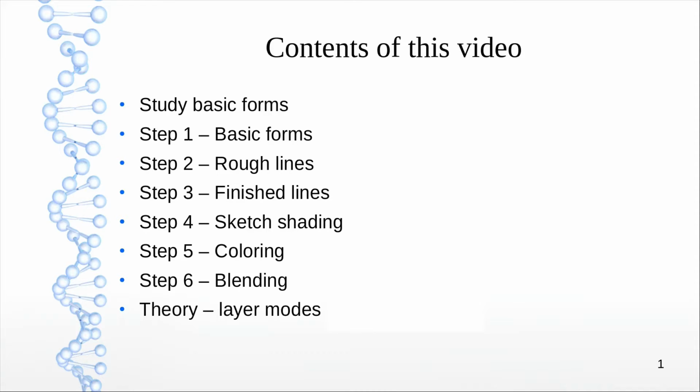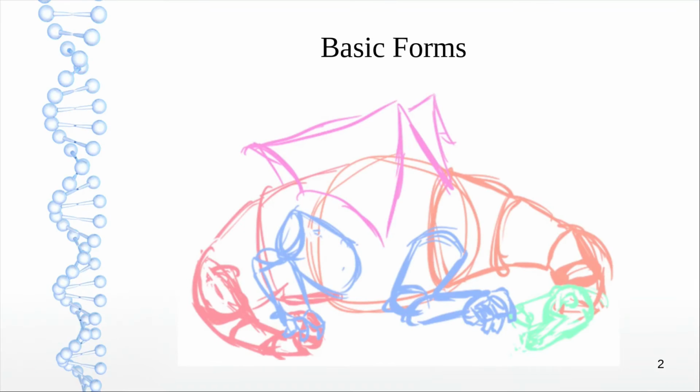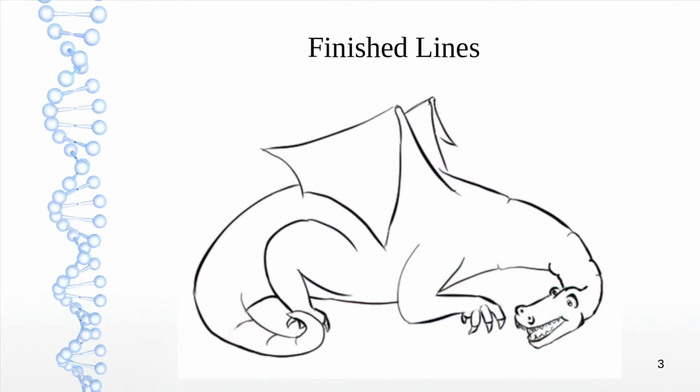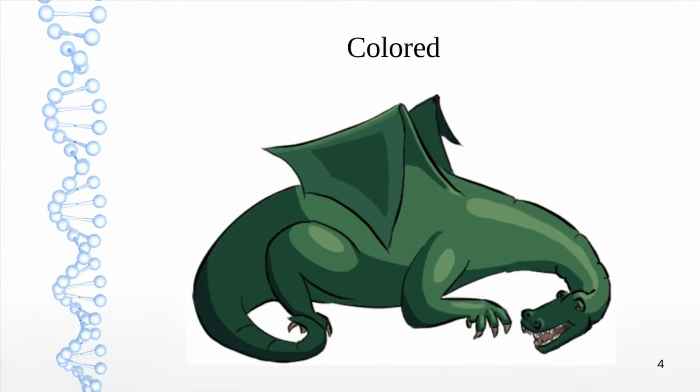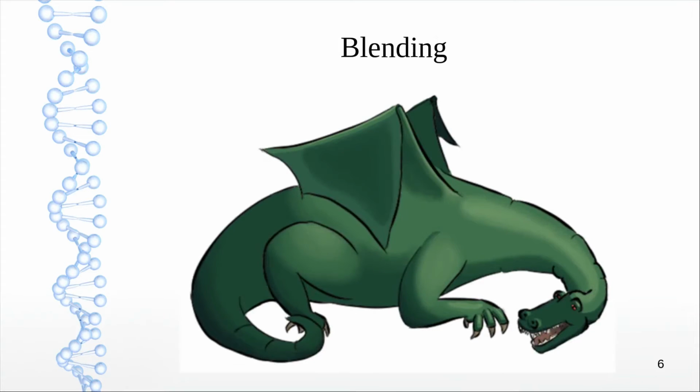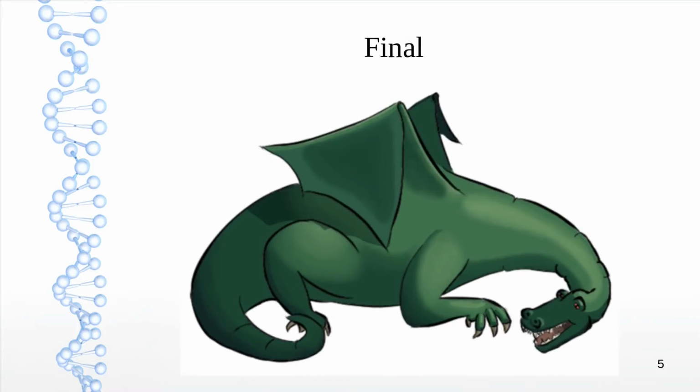After that, we're going to take the same steps as last time. First, we're going to sketch in the basic forms. Then we're going to do the finish lines. Then we're going to sketch in the major regions of shading and highlighting. And after that, we're going to do the coloring. As a bonus, I'm also going to show you how to blend the regions of shading and highlighting. You can choose if you want to do some blending in your own image or not. It's up to you. And all the way at the end, as a second bonus, I'm going to talk about blending modes, and we're going to use the blending mode multiply to add a cast shadow onto the dragon.